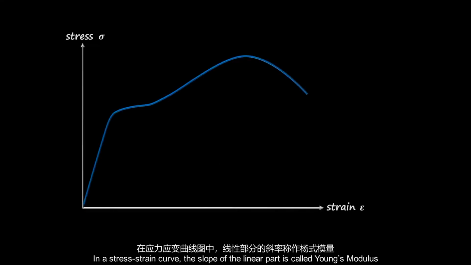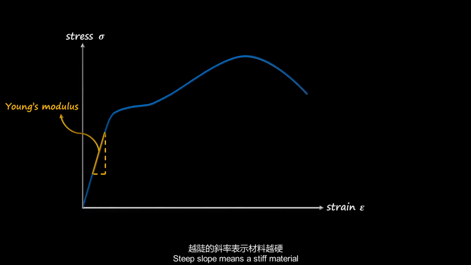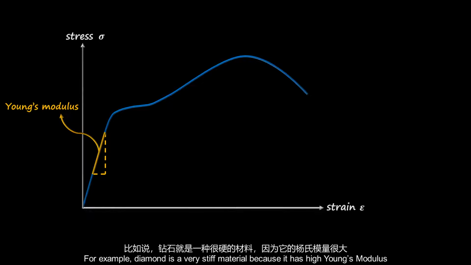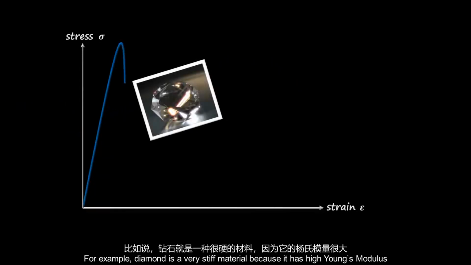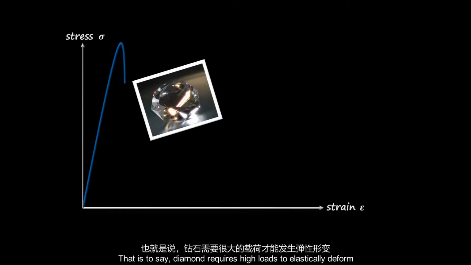In a stress-strain curve, the slope of the linear part is called Young's modulus, which describes resistance to elastic deformation under load. Steep slope means a stiff material. For example, diamond is a very stiff material because it has high Young's modulus, and it changes its shape only slightly under elastic loads. That is to say, diamond requires high loads to elastically deform.